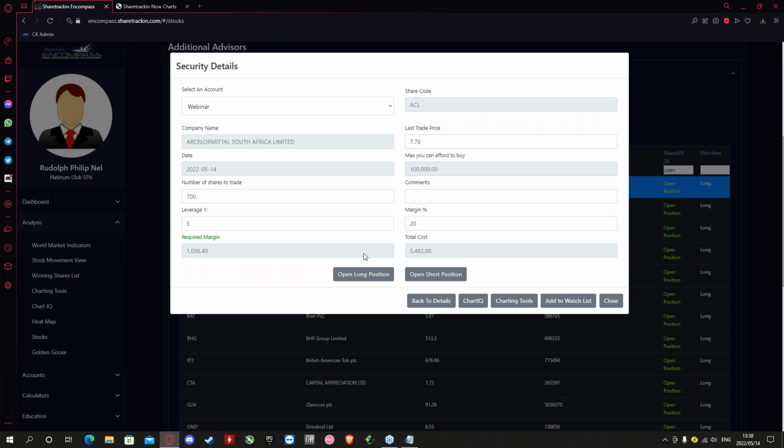But exposure would be 5,000 Rand. So once again, 5 times required margin gives you your exposure. You're not going to pay the total cost of 5,000 Rand. You're only going to pay the required margin because the bank is loaning you the extra because of the leverage. Okay, so you pay 1,000, they give you an extra amount to trade with.